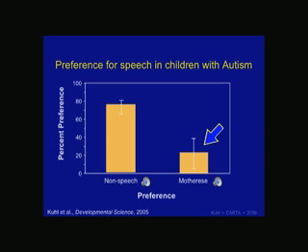Here's the motherese signal. Look what I have. Look what I have. It's a pot. So a mother is saying, look what I have, it's a pot.